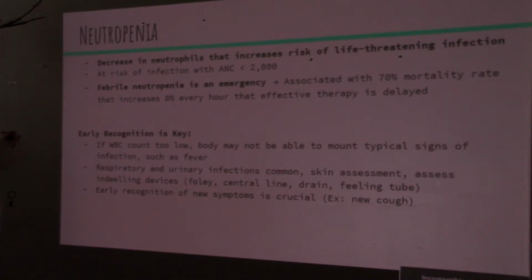It's important to remember too that hematologic cancers have a huge risk of neutropenia. That's because the treatment for these cancers is actually to suppress the bone marrow. So that's an important thing to remember, that these patients are going to be at the highest risk.